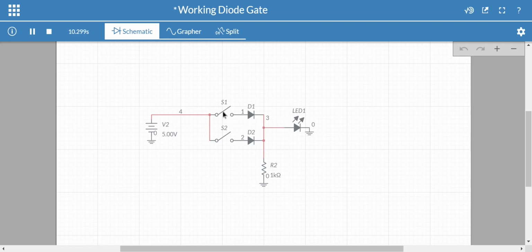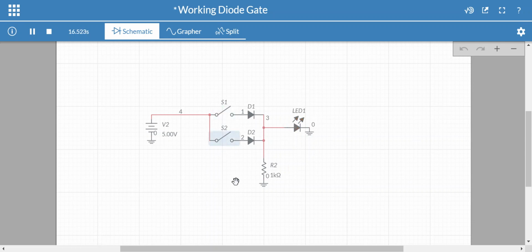So I'm going to close this input. It's an OR gate. So what's going to happen when I close this input? The LED turns on because it's one or the other, right? Open this input, the LED turns off. Close this input, the LED turns on. Open this input, the LED turns off. Close this input, LED is still on because it's one or the other or both.